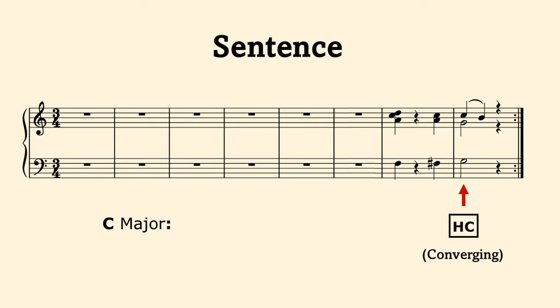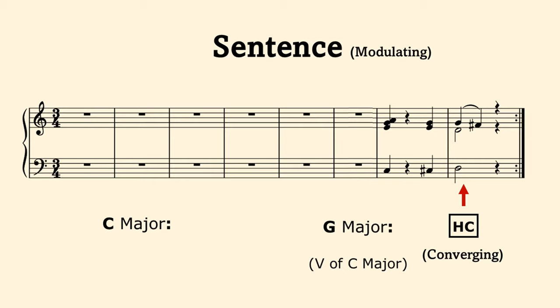An alternative of the common half cadence is the so-called converging half cadence, which displays a very specific melody and bass motion as we can see in this example. In a modulating sentence, the ending half cadence occurs in the dominant key of the initial key. For instance, if our initial key was C major, the half cadence will rest on the fifth degree of G.